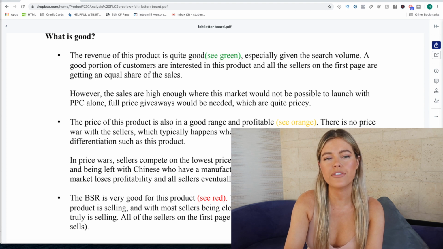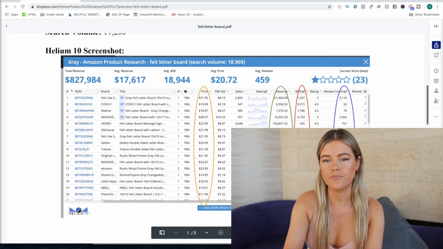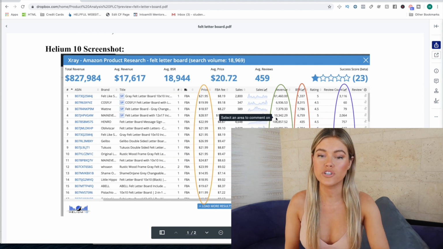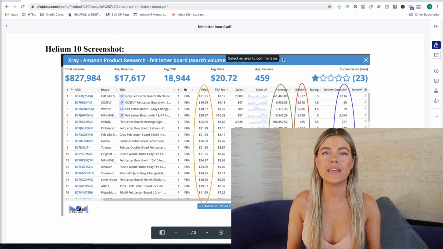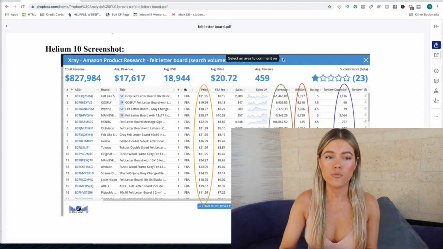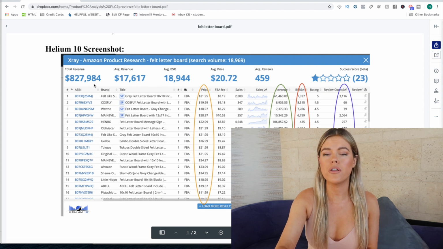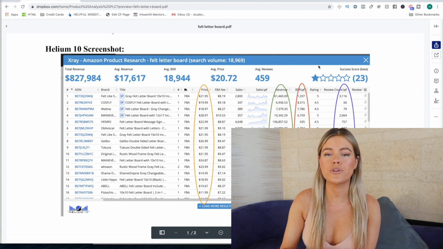So the first thing we want to see is the green, which is the revenue. Obviously the revenue is quite good here. It's really stable, meaning every single person is getting a percentage of the market share, which is quite a lot. This market is selling that much a month. So this is evenly distributed, which means it's not dominated by a single seller.